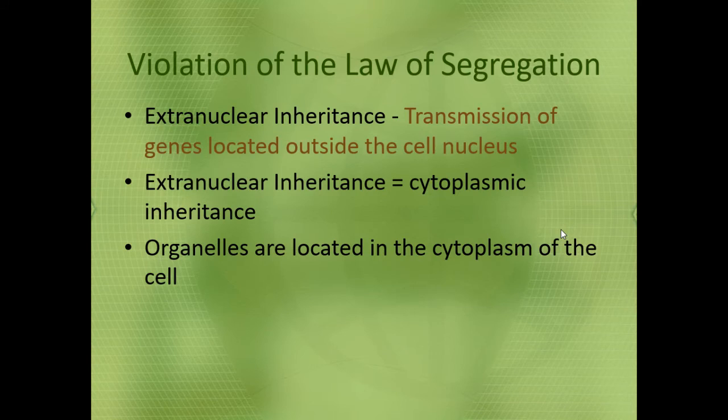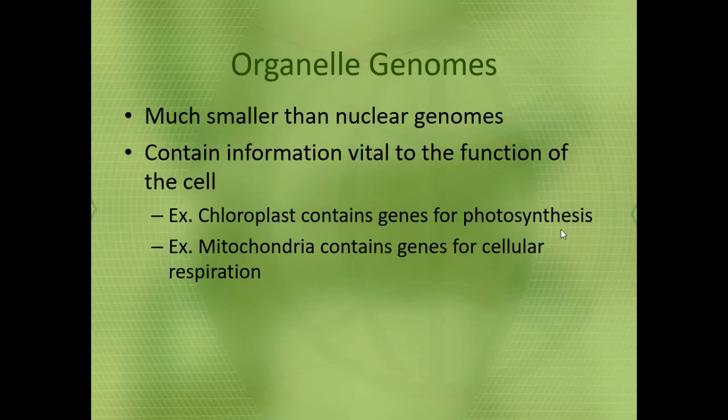So extranuclear inheritance, getting back to that, is the same thing as cytoplasmic inheritance. So this is where you have genes that are outside of the cell's nucleus. Each organelle kind of has its own little genome here, and they are much smaller than the nuclear genomes that we have in our nuclei. It contains information vital to the function of the cell.